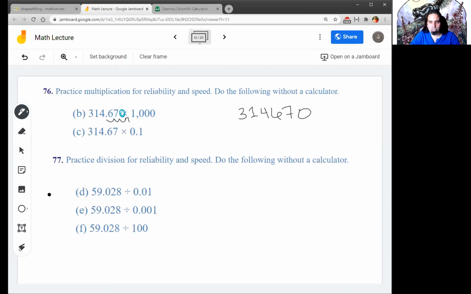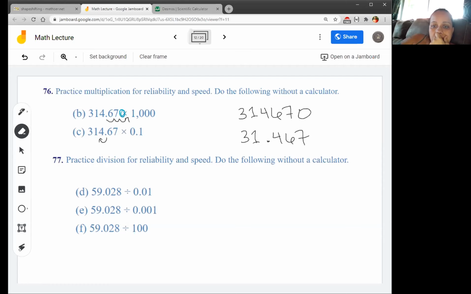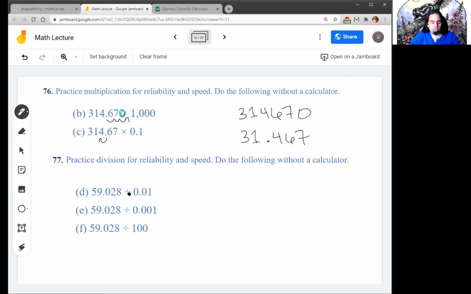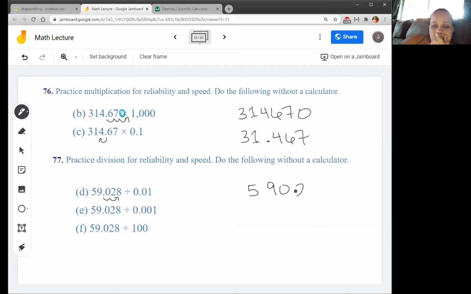Okay, 1 zero, 1 scoot. Are we going left or right when we multiply by a tiny thing? Left. Okay, 2 zeros, 2 scoots. Are we going left or right when we divide by a tiny thing? Right. Okay, how about the next one? Are you going right 3 times? Yeah, right 3 times. You got it.